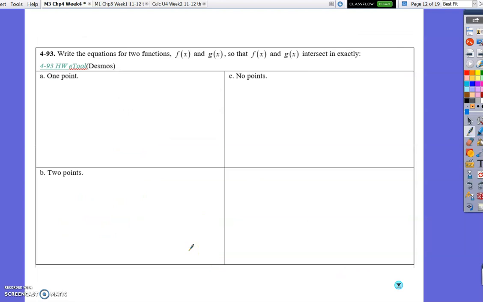Write equations so they intersect at exactly 1 point, no points, or 2 points. So if you want to stick with lines, you could get no points by doing parallel lines. 1 point, you could also stick with lines, making sure they intersect. 2 points, you'd need a quadratic and a line because there's no way to get that with anything else. So that's your idea. To kind of be creative because you have lots of choices. I would go with 2 lines here. And then I would also use 2 lines here. And then this one I'd use a parabola and a line. And just come up with some fun equations.